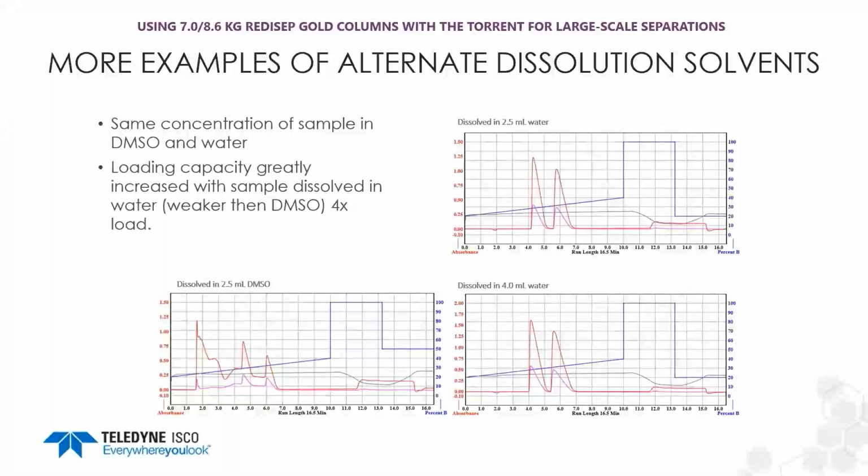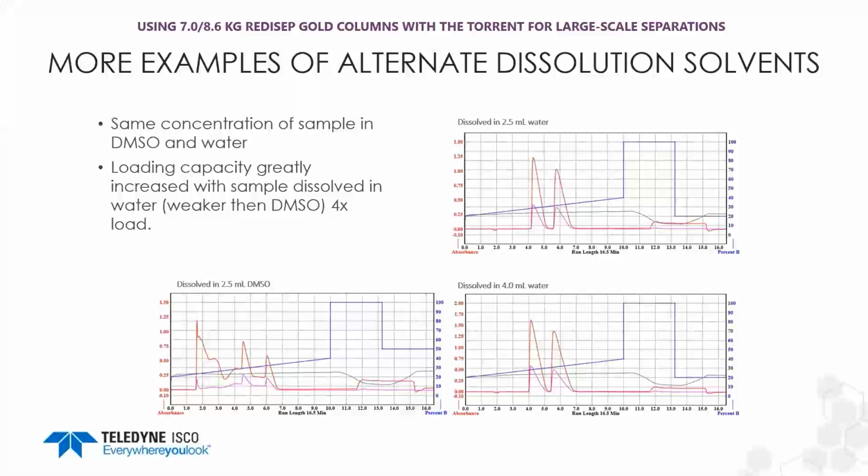This is the same concentration as what was dissolved in the DMSO. You can compare that to the example on the lower left there and see that's a better separation. On the lower right, though, we've actually been able to increase our loading to 4 milliliters of the same concentration in water. So now we're able to load more compound onto the column and increase our throughput, because we've been able to maximize the amount of sample actually getting loaded on.